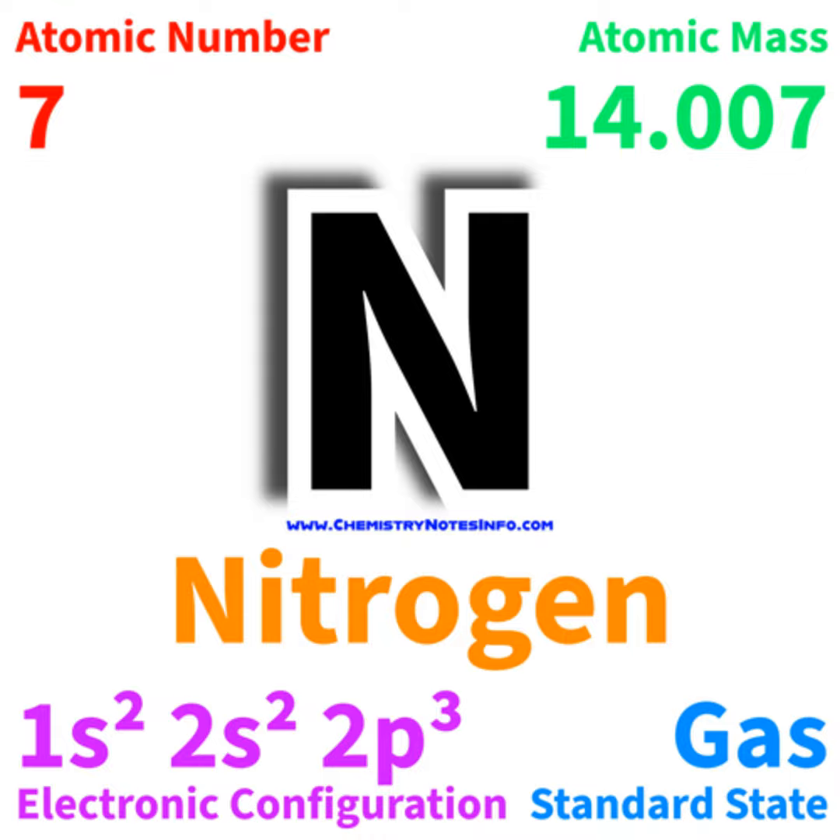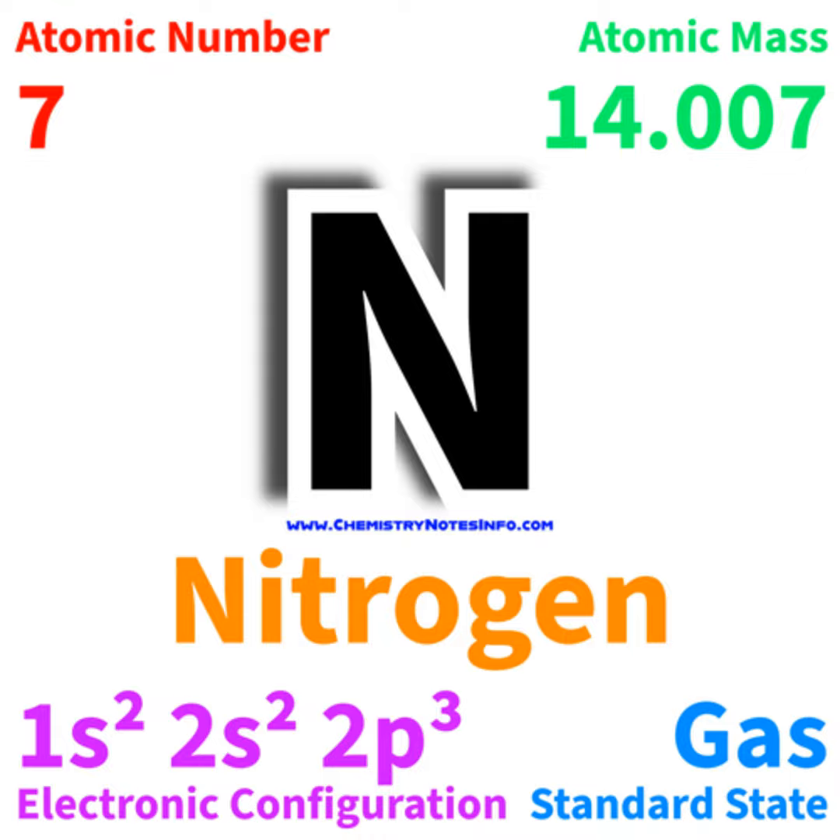Dear friends, nitrogen is a very fascinating and very important element from the periodic table. Today we are going to learn some fascinating, interesting facts about nitrogen. Nitrogen in gaseous form is the most abundant gas in Earth's atmosphere, constituting about 78% of the air we breathe.